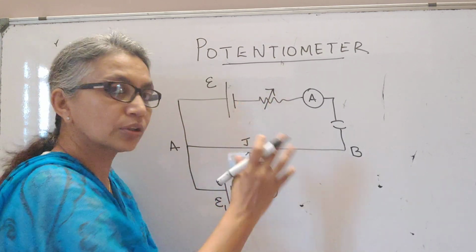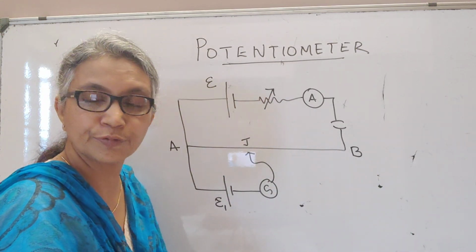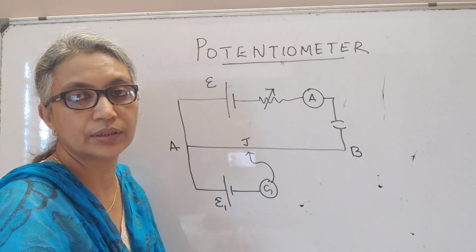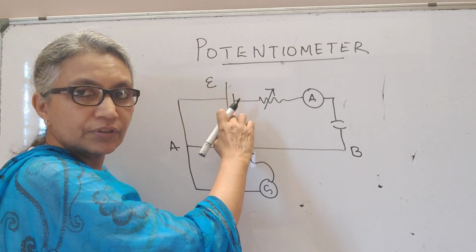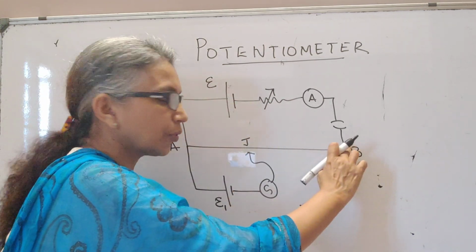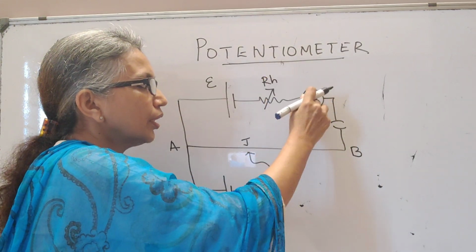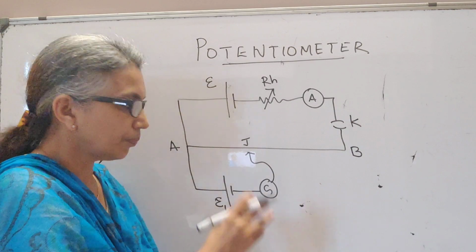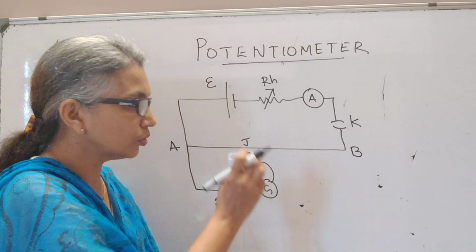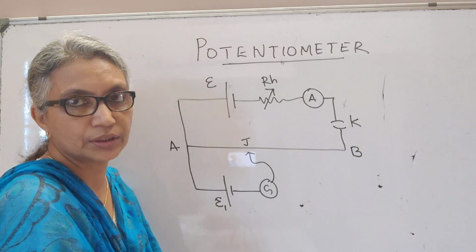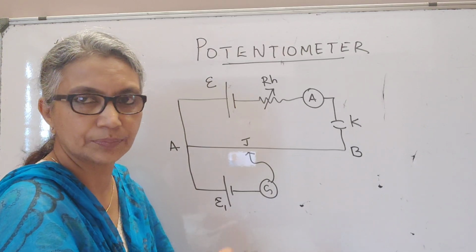Now this primary circuit for both applications will remain the same. Whether you are asked to compare the EMF of two given cells or asked to find the internal resistance of a given cell, the primary circuit will always consist of a driver cell which drives the current through the potentiometer wire, and a rheostat, let me call it RH, an ammeter and a key. But the secondary circuit that I have drawn here will depend upon the application to which you are putting your potentiometer. Now the basic principle of the potentiometer is very simple.